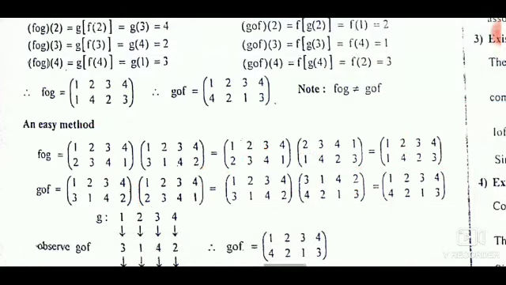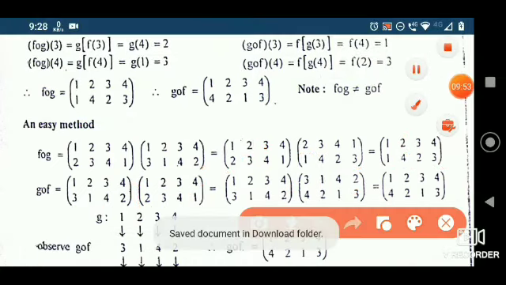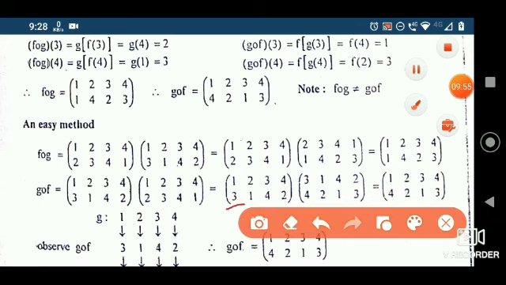Then what is the next step? 1 to 3, 3 to 4, so 1 to 4. 2 to 1, 1 to 2, so 2 to 2 only. 3 to 4, 4 to 1, so 3 to 1, and 4 to 2, here what is the value? 3, so take this one, 4 and 3, 4 to 3.